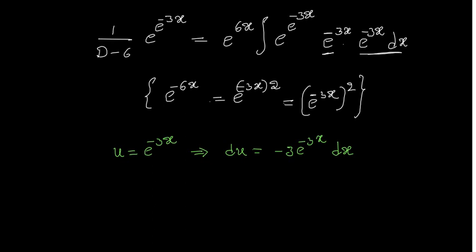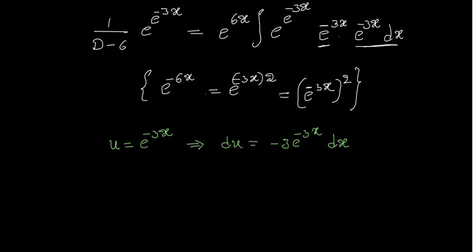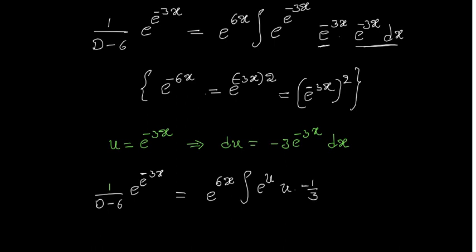Now substitute everything here. So the moment you substitute, 1 by d minus 6 acting on e power minus 3x equals e power 6x. I'll write it as it is, but here I'll use u substitution inside. So that is e power u, that is u, into minus 1 by 3 into du.